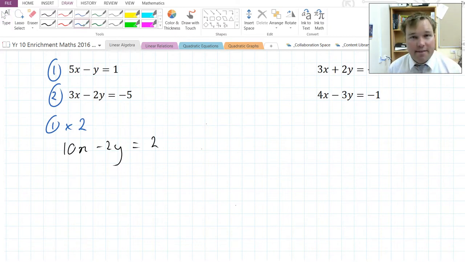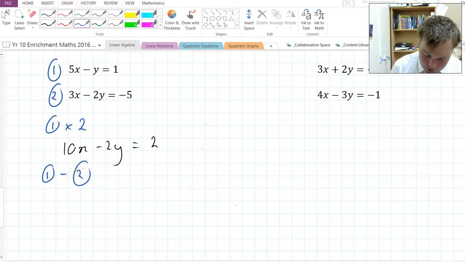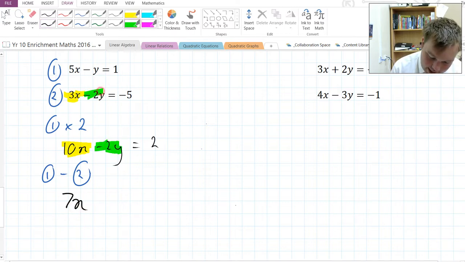Right, so now I have a negative 2y, negative 2y. To eliminate them, I'm not going to add them together because that will make a negative 4y. I'll take them from each other. So now I will do equation 1, take equation 2. I'm looking at 10x, take 3x is 7x. Negative 2y, take negative 2y is 0. Good.